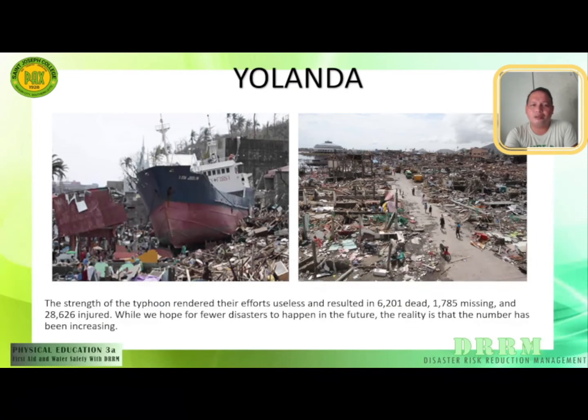Yolanda, the strength of the typhoon, rendered their efforts useless and resulted in 6,201 dead, 1,785 missing, and 28,626 injured. While we hope for fewer disasters in the future, the reality is that the number has been increasing. It may be because of the increase in severity and also the quality of the disasters hitting a community, like Yolanda and Ondoy.